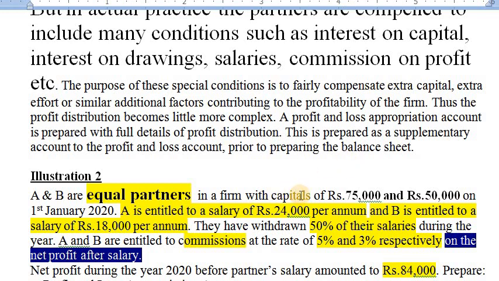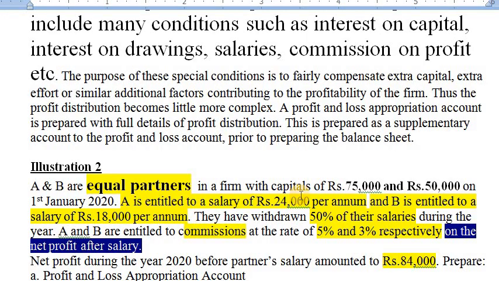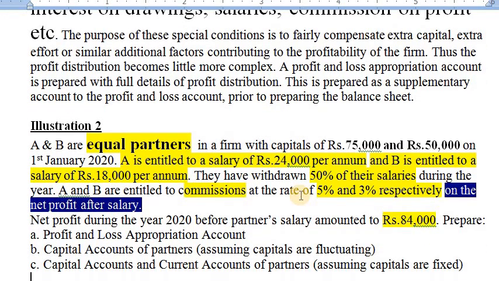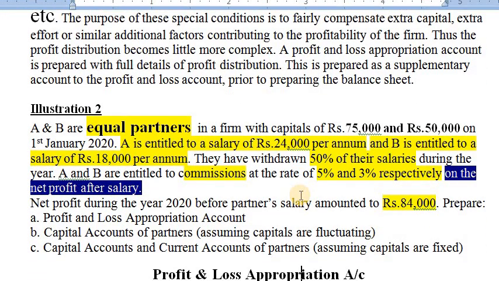Now look at the illustration. A and B are equal partners with capitals of 75,000 and 50,000 on 1st January 2020. A is entitled to a salary of 24,000 and B is entitled to 18,000, and they have withdrawn half of their salary. Go through all of them step by step. We have to do the profit and loss appropriation account. That is only one account.